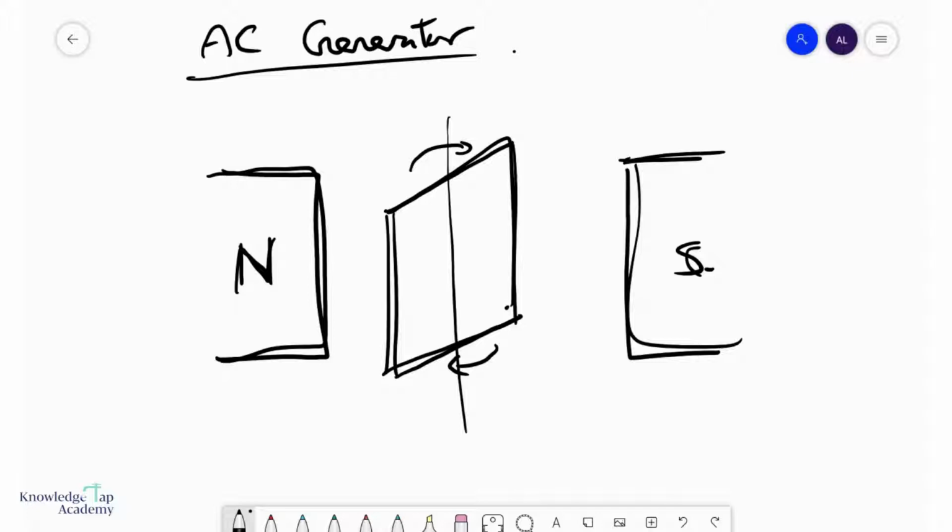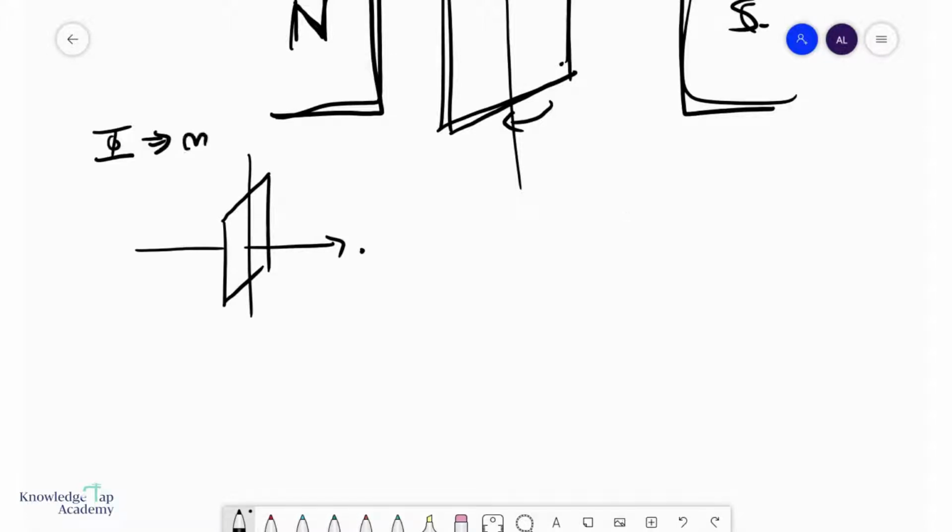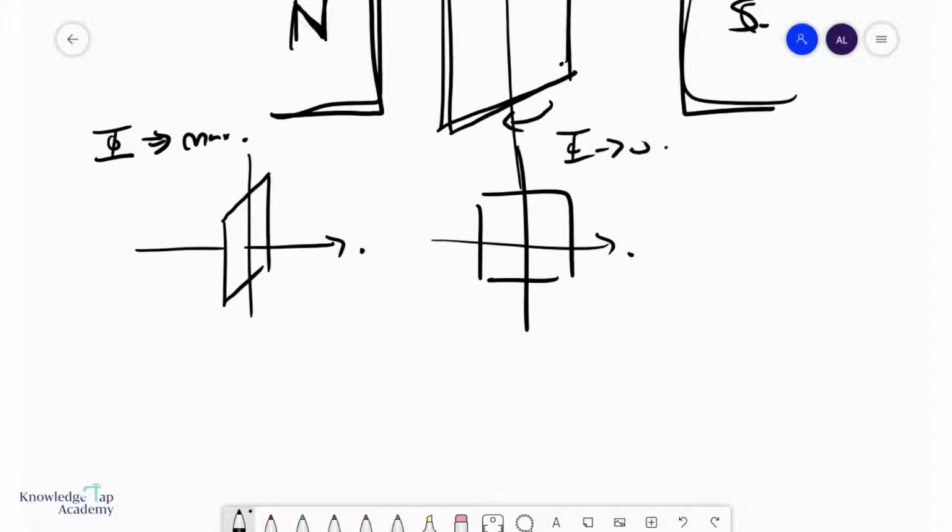Now, here's the thing, right? When your coil is 90 degrees to the field, we know that your flux linkage is going to be a maximum, right? But when your coil becomes like this, parallel to the field, your flux linkage is going to be 0.